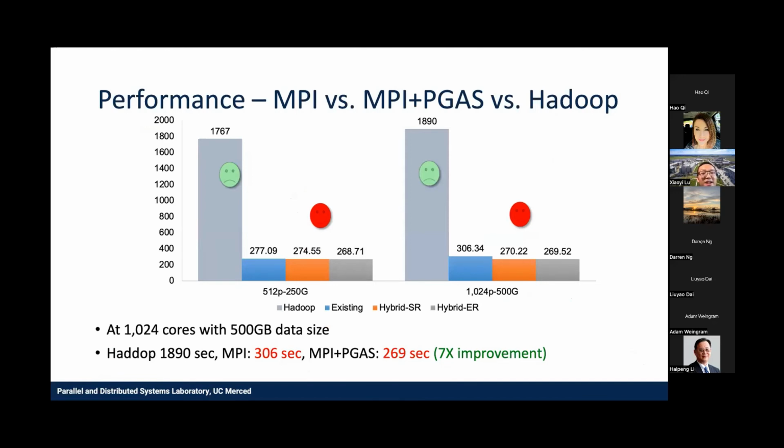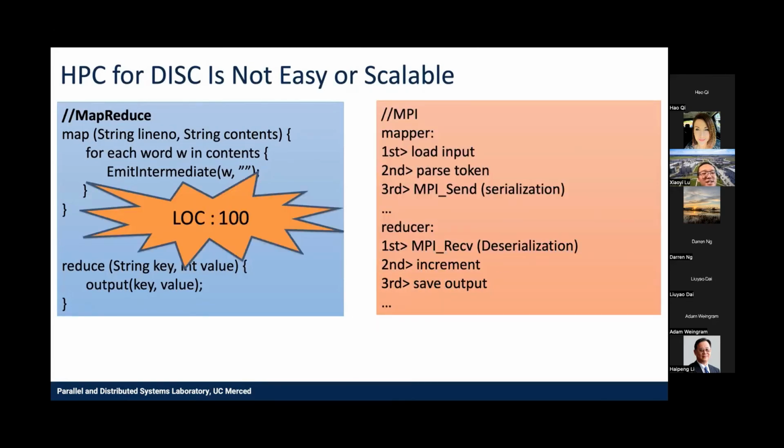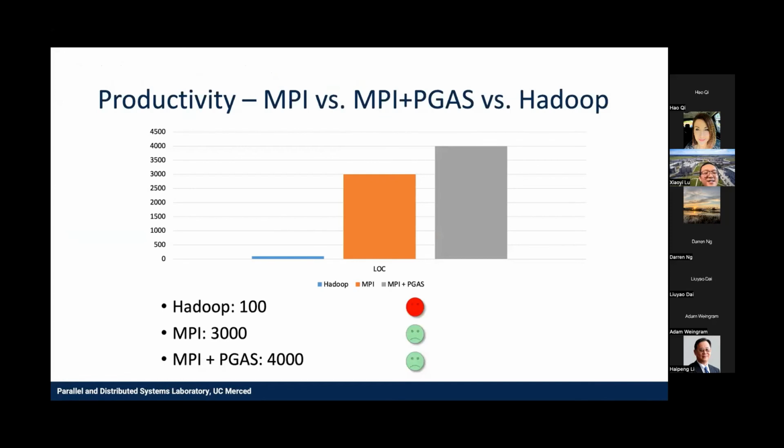That's very good, right? But in the meantime, from a productivity perspective, you can see that you have to write so much code to achieve it. Like 1,000 lines of code compared to 100 lines of code. Also, it's not very easy to scale. So like I said, this is a disparity, right? You want to achieve high productivity and also high efficiency, but the problem is how to achieve it.